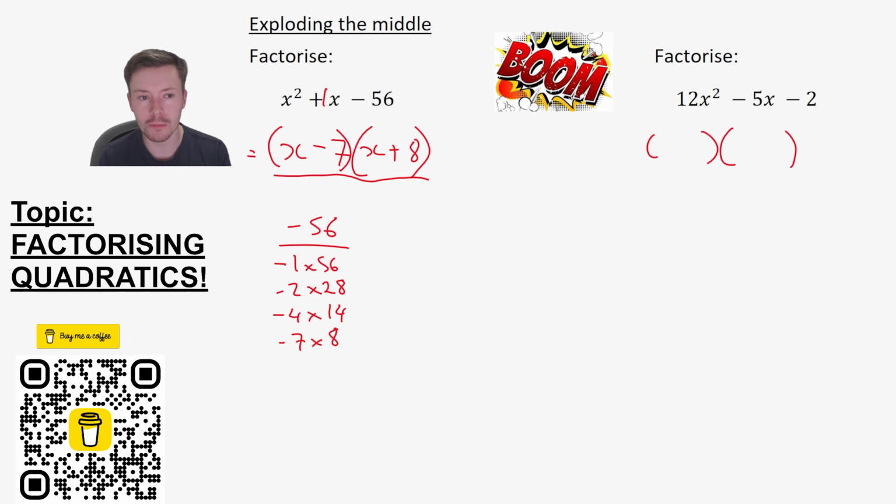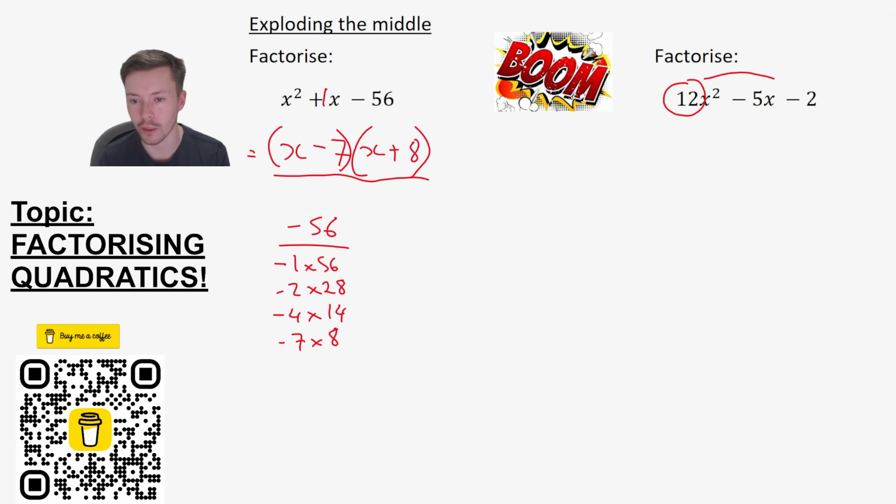Now, exploding the middle is a method which is going to make this a lot easier, because we're not going to have so much trial and error. And the way we do that is this first constant here, you're going to multiply that by this last constant. Okay, so we're going to treat that as negative 2. So we get 12 times negative 2, and that gives us negative 24.